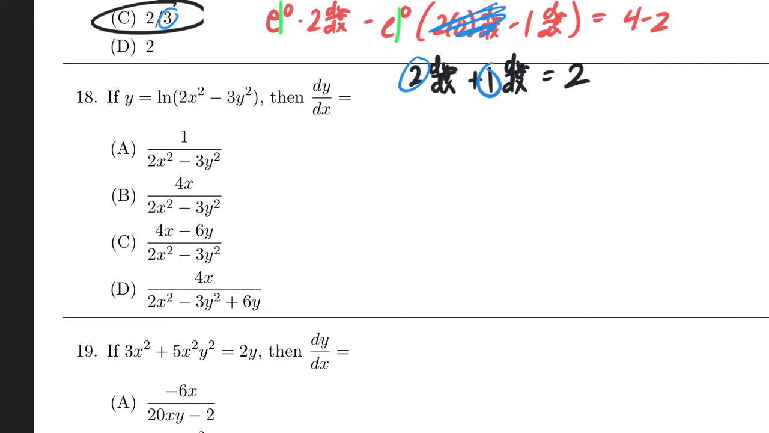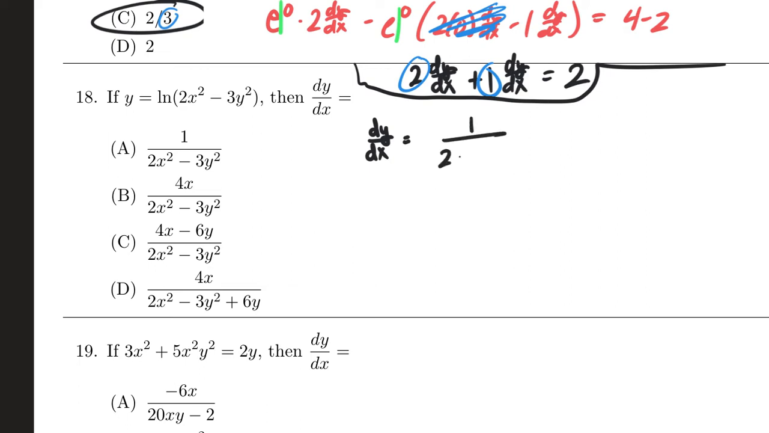18, we're trying to find dy/dx, so we actually have to do the whole thing. All right, so if we take the derivative of the left-hand side, the derivative of y is dy/dx. The right-hand side, chain rule, take the natural log first is 1 over whatever's on the inside times the derivative of the inside, which is 4x minus 6y dy/dx.